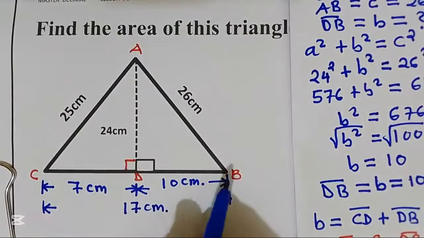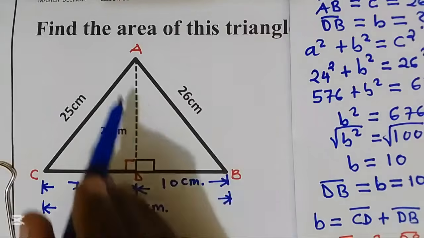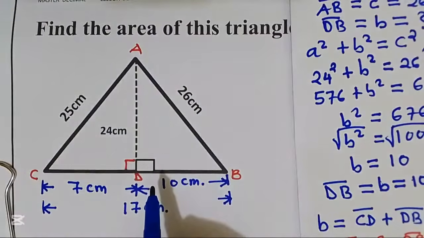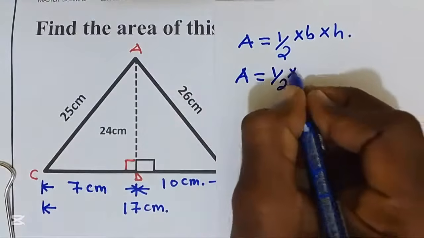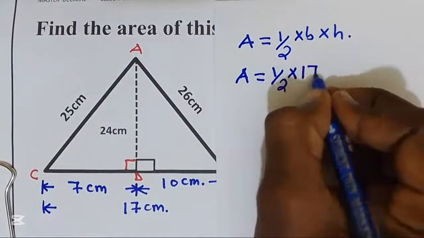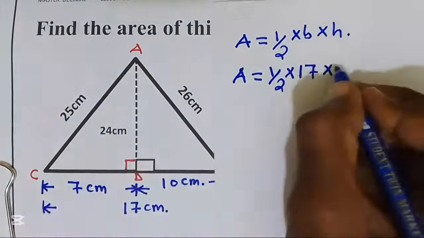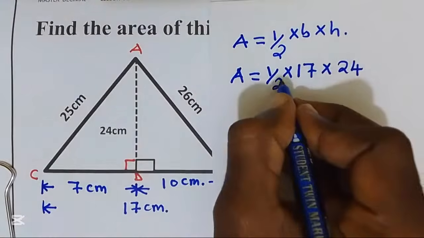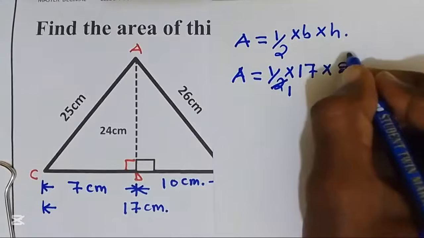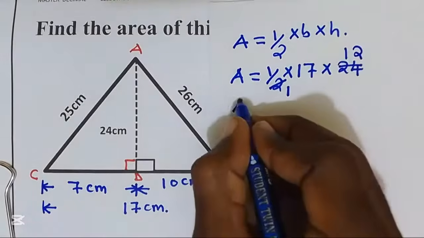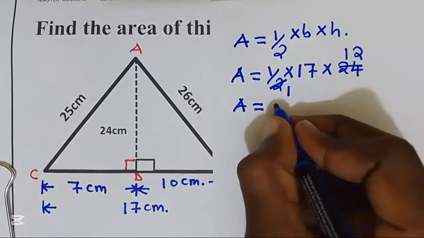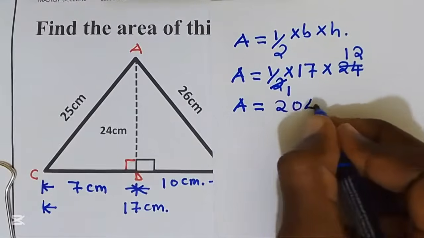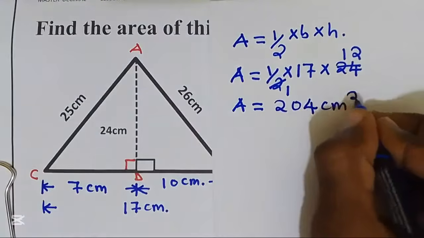Now we are going to use the formula to find the area, which is a half multiplied by base multiplied by height, to get the area of this triangle. Our area is equal to a half multiplied by, we got base of 17, multiplied by the height, which is 24. We can simplify by 2. 1 by 2, it is 12. We get area is equal to 17 multiplied by 12. We get 204 centimeters squared.